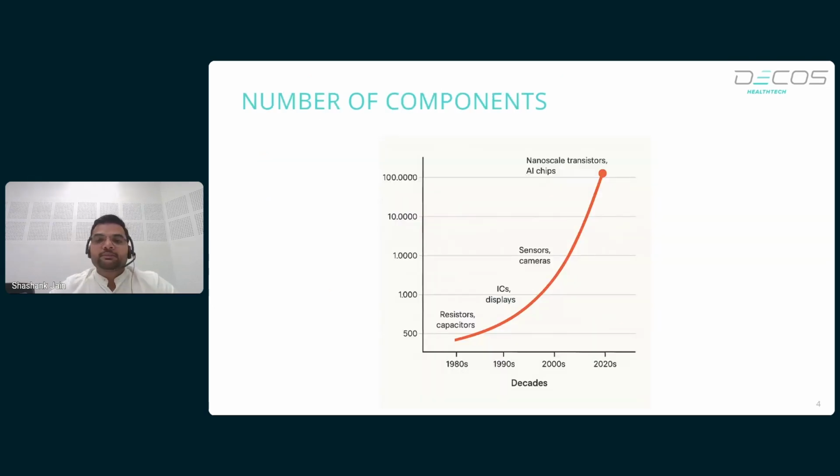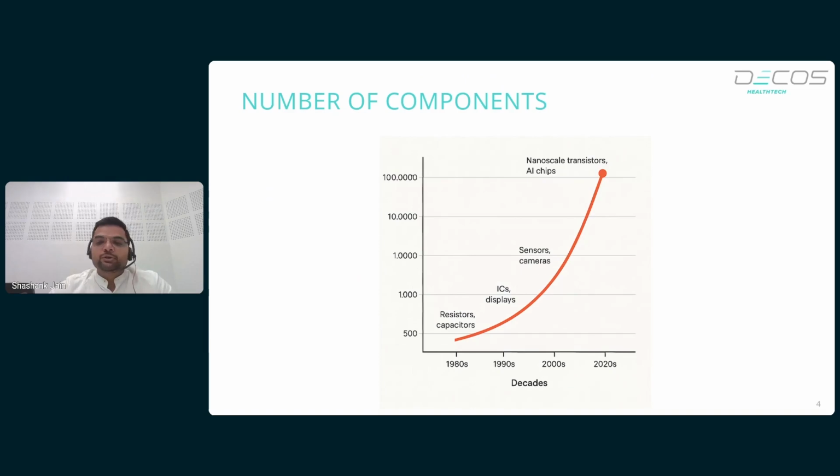Now, the second image I'm sharing here highlights the growing complexity of electronic components inside our cell phones. It shows how the number of components mounted on a PCB has increased dramatically over the decades. Back in the 1980s, a typical cell phone had fewer than 500 components, as you can see at the start of the graph. But today, the number has exploded to more than a million components.